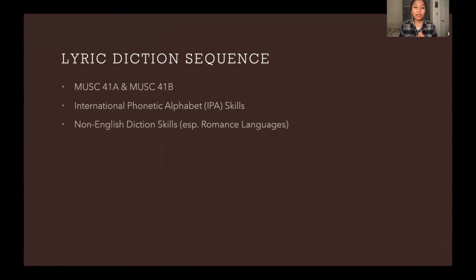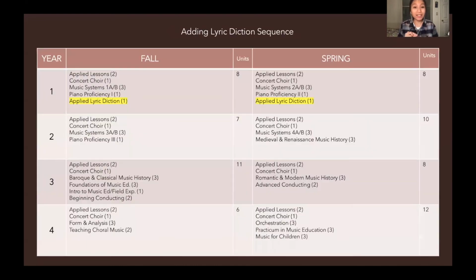Another thing to consider is the lyric diction sequence, which is a series of 2 classes where you're primarily learning IPA skills and non-English diction skills. These are really important as a singer because you'll be singing so many things in so many different languages. Because it is such an important class for singers, it's recommended that you take this as soon as possible. So you'll take lyric diction in the fall and spring of your first year. And if you don't pass those classes, you really should aim to retake them as soon as possible because they are so relevant to what you're doing in your applied lessons.